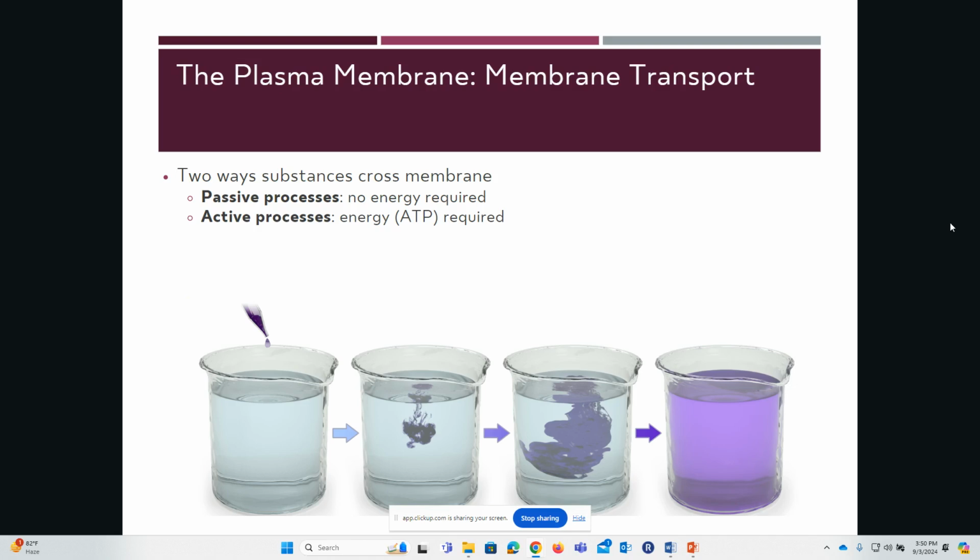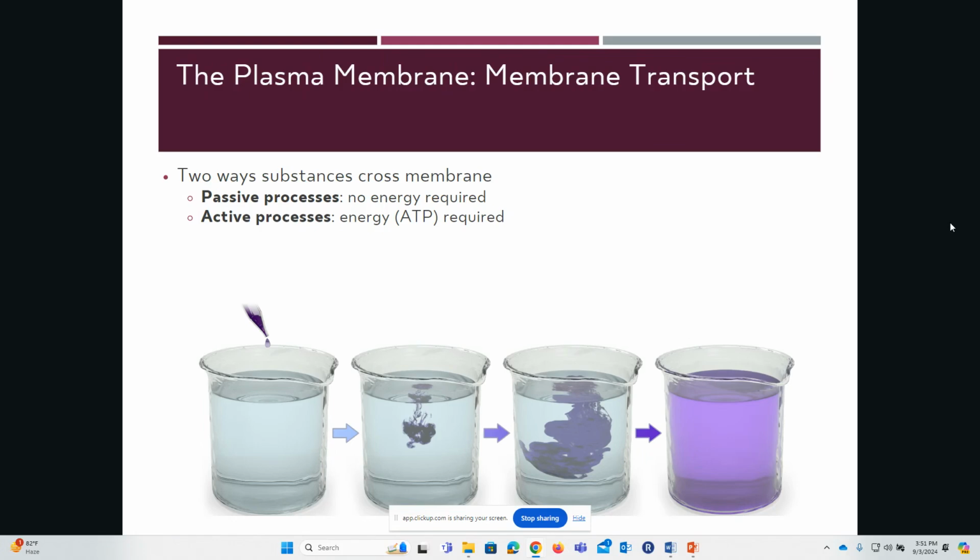With active processes, that takes energy in the form of ATP, so cellular currency, adenosine triphosphate. And we would see concentration changes in that molecules would travel from areas of low concentration to areas of high concentration. And kind of going against the grain, or against that concentration gradient, is going to take that extra energy.